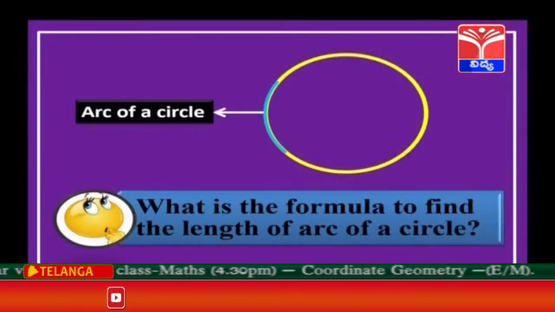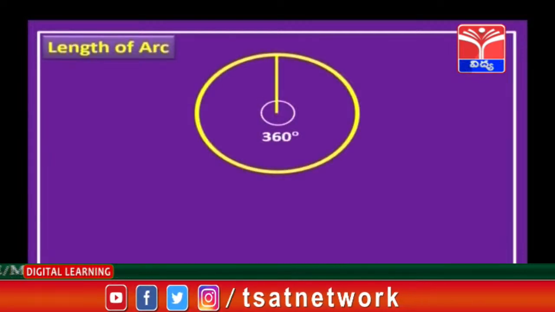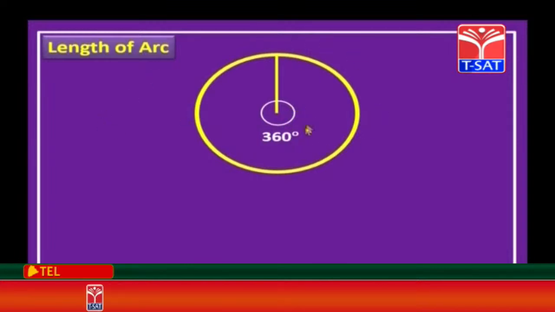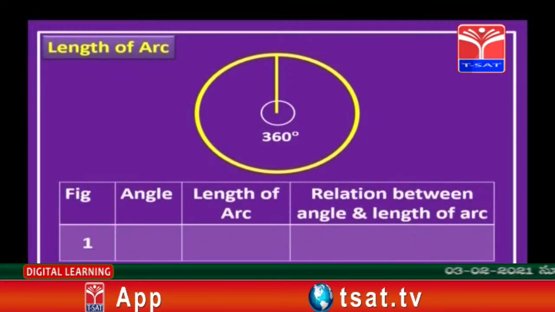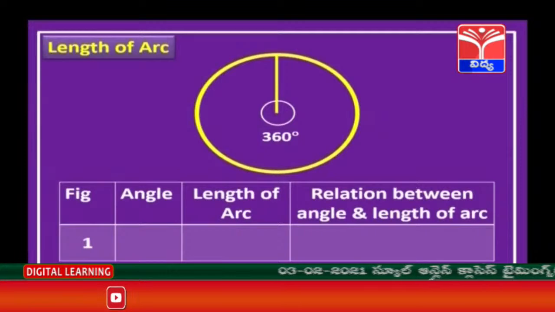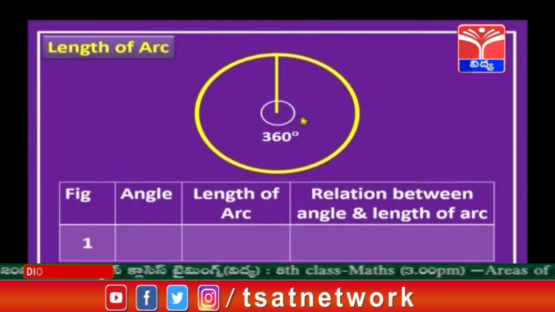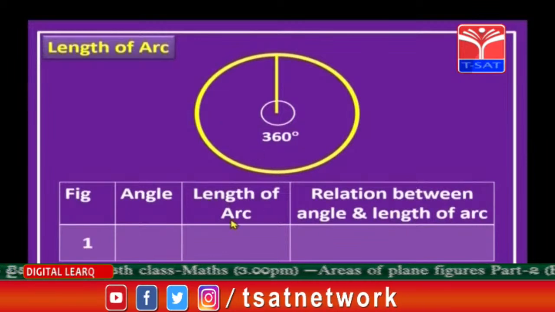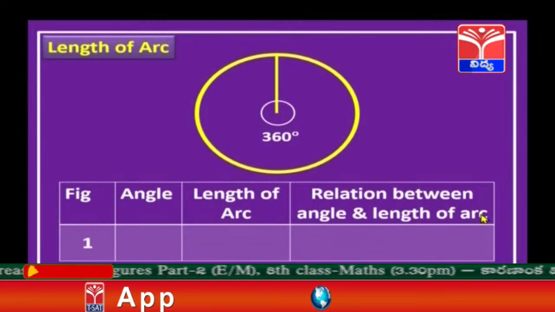So now let us see how to find the length of the arc of a circle. What is the formula to find the length of arc of a circle? Let's see. Now consider a circle with a radius. When we have a complete circle, what is the angle at the center, children? Yes, 360 degrees. So let us take these values in a tabular form, children. So this is the first figure I am taking. Then the angle subtended at its center by this figure, the length of the arc and the relation between angle and length of the arc. That is what I am going to find out, children.